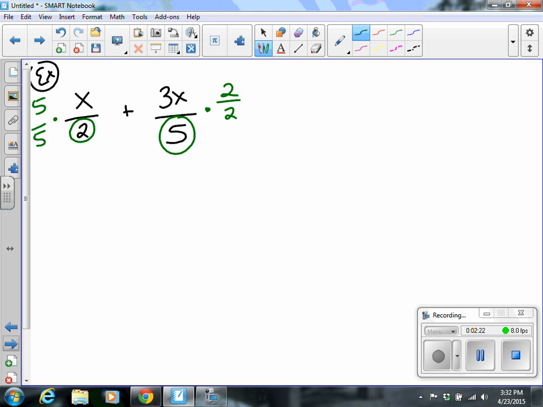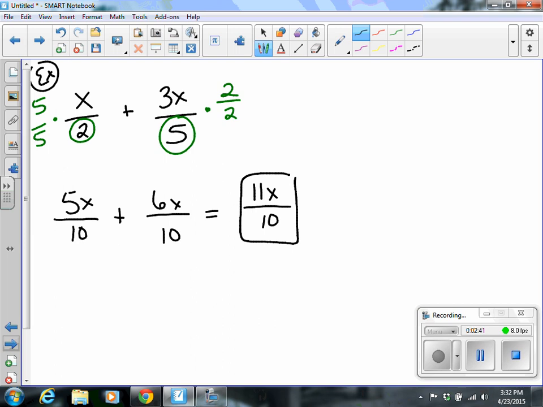Now I'm going to rework this. So I have 5x over 10 plus 6x/10. I now can add those because they have like denominators. So I have 11x over 10 as my final answer.